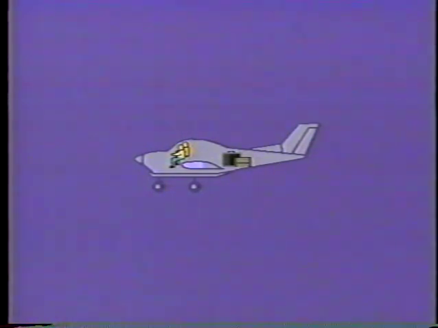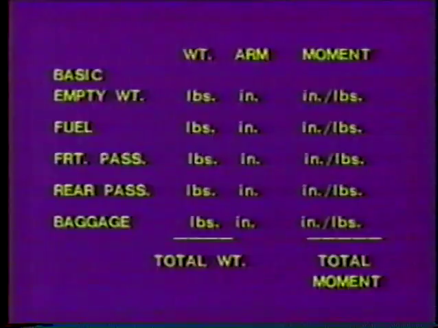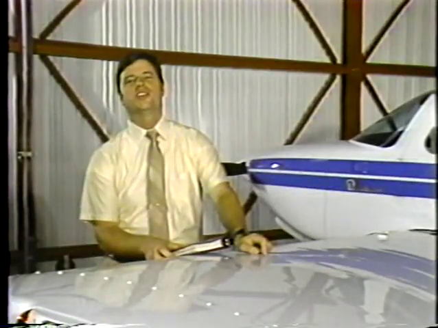Basic empty or licensed empty weight of the airplane and its moment is obtained in the current weight and balance information. Then it's simply a matter of adding the various weights together and the moments together and dividing the total weight into the total moment. The answer is the airplane's total weight and the arm, or the distance from the datum of the airplane's center of gravity.